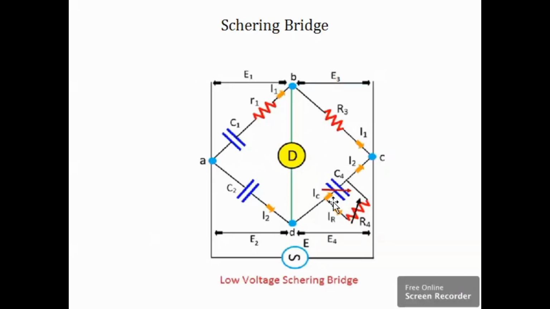This is the basic schematic diagram representation of a Schering Bridge. The Schering Bridge is mainly used for finding out the unknown value of the capacitance of a capacitor. Here in the first arm, we see a capacitor C1, the capacitor whose capacitance is to be found out. And here we have a standard variable capacitance C4. A balance is achieved by varying this capacitance C4, and a null indication is obtained in the detector. Then we can find out the value of capacitance C1.